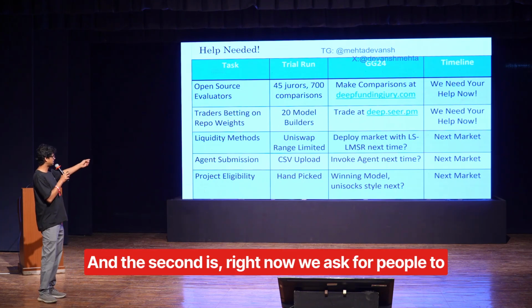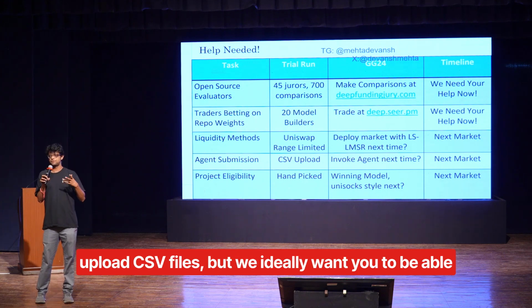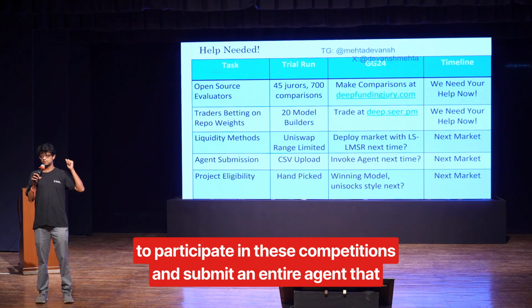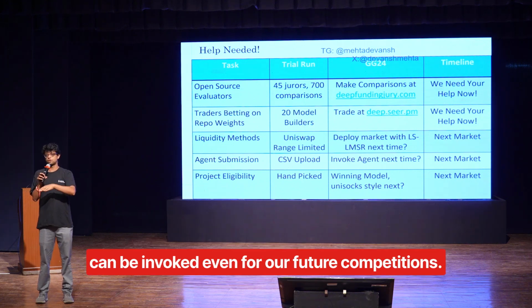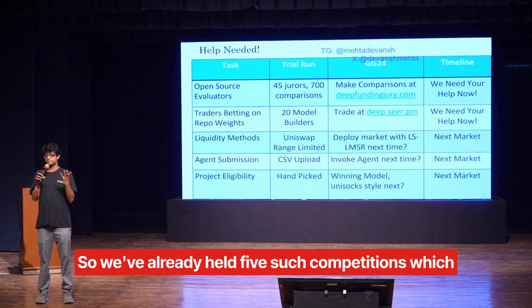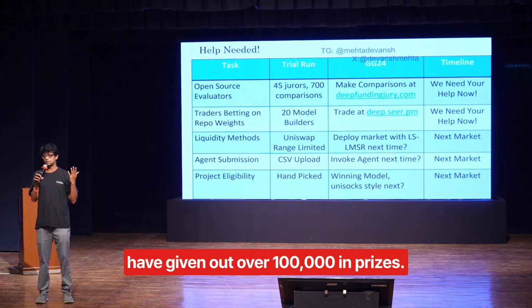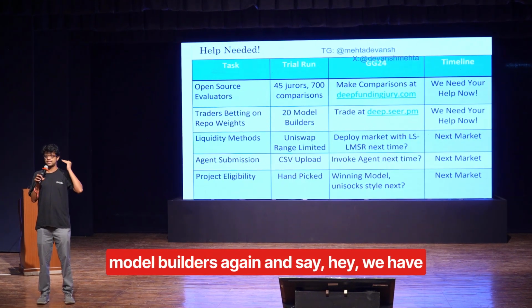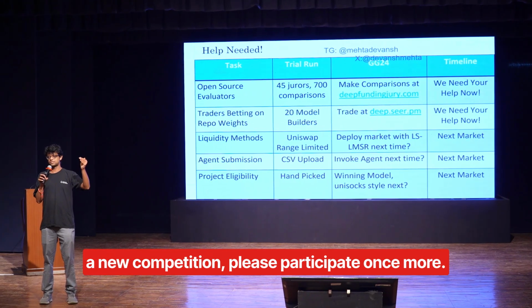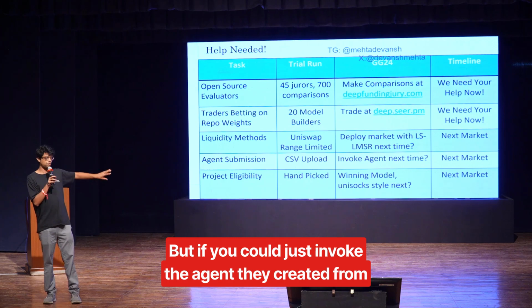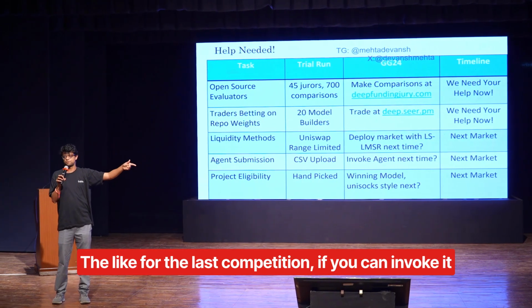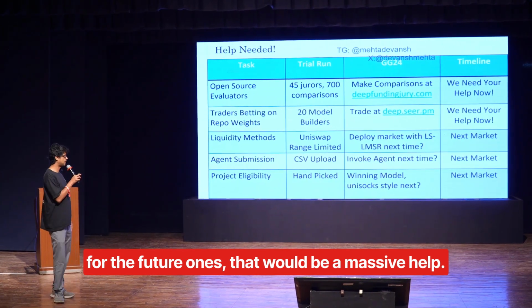And the second is, right now we ask for people to upload CSV files, but we ideally want you to be able to participate in these competitions and submit an entire agent that can be invoked even for our future competitions. So we've already held 5 such competitions, in which I've given out over 100,000 in prizes. But every time we have to contact the model builders again and say, hey, we have a new competition, please participate once more. But if you could just invoke the agent they created for the last competition for the future ones, that would be a massive help.